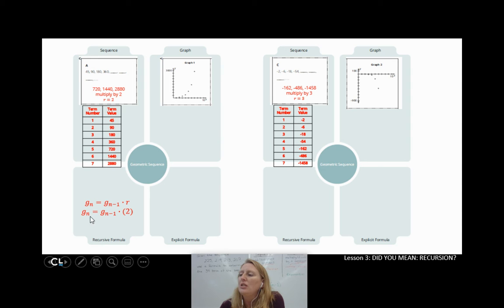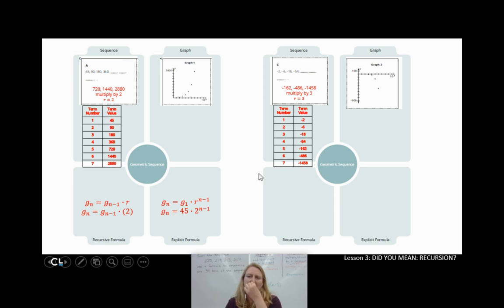So I find g sub n equals g sub n minus 1 times 2. Please remember we're multiplying now. It's geometric. Which means new geometric formula, my explicit formula for geometric sequences. So my first term was 45. So I have 45 times my ratio 2 raised to the n minus 1 power.